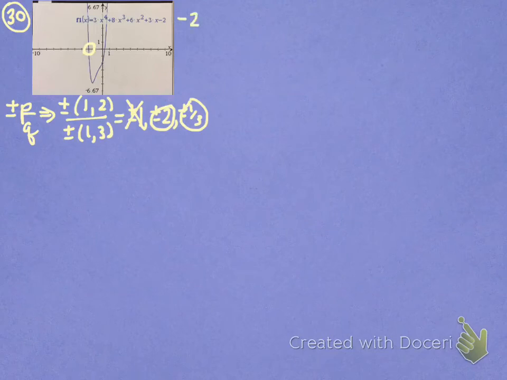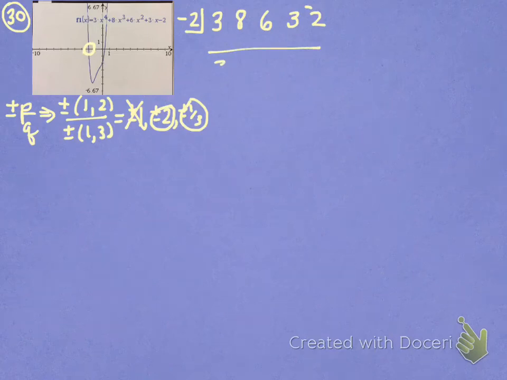So let's start with -2, and we've got all our powers of x, again with no placeholders needed. So I have 3, 8, 6, 3, and 2. And that's a -2. Everybody else is positive. So then we bring our 3 down, multiply up, add, multiply up, add, multiply up, add, and there's our positive 2 we needed to get 0.